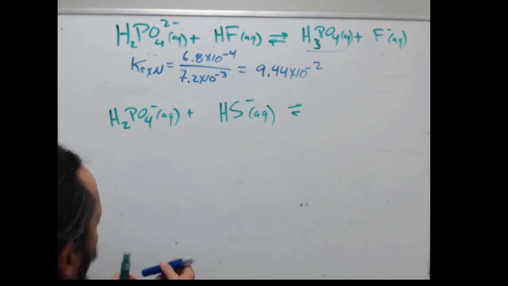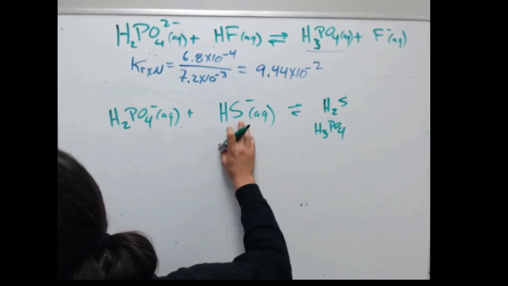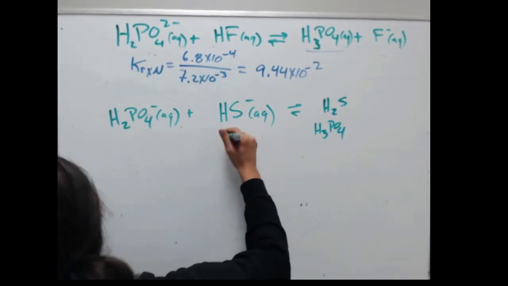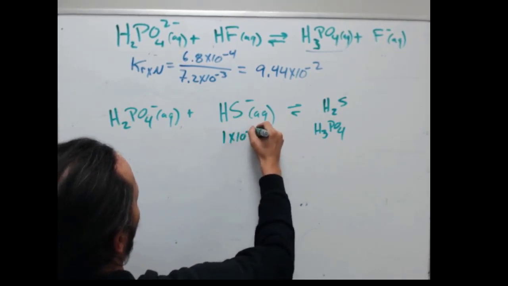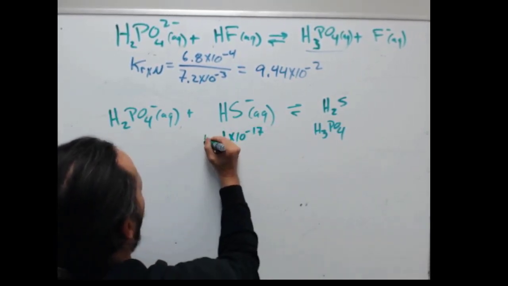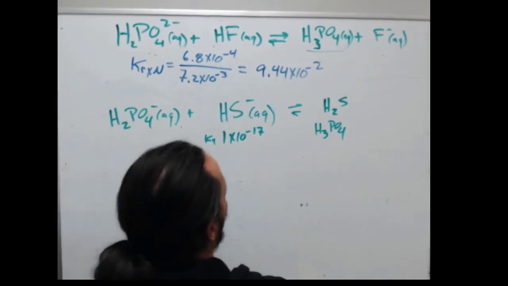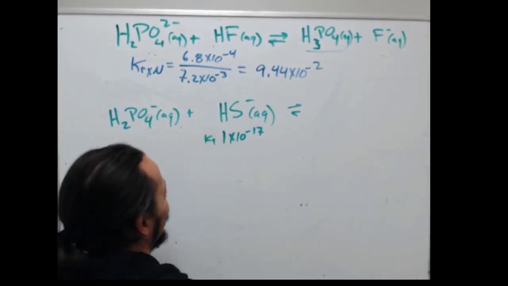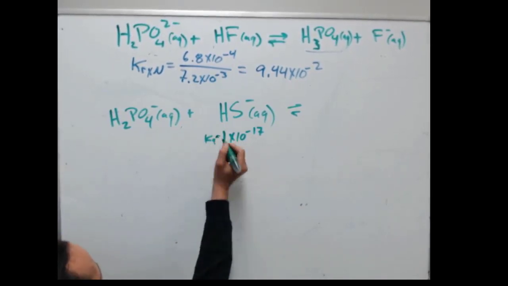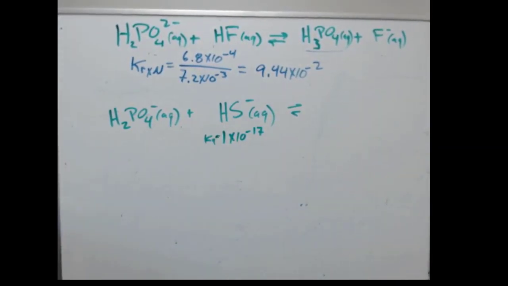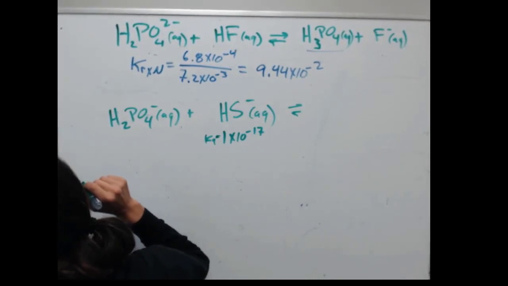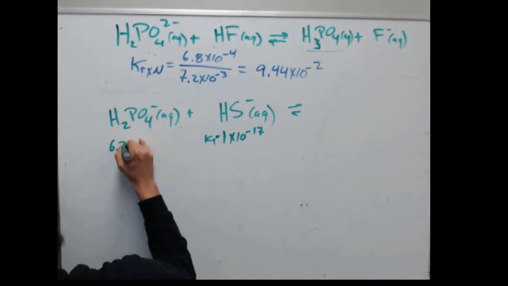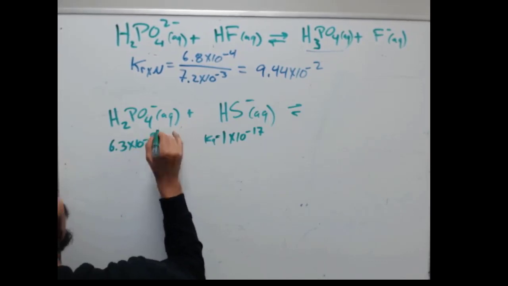So to figure out what products I'm going to write down, I'm going to look at the Kas of both of these compounds. So the Ka for HS is, well, I'm going to not consider too many things, right? The Ka for HS by itself is 1 times 10 to the minus 17. That thing is a terrible acid. Its Ka value is smaller than water's. So the idea that this thing is going to donate protons is really unlikely, versus our H2PO4 over here, which has a Ka value of 6.3 times 10 to the minus 8.